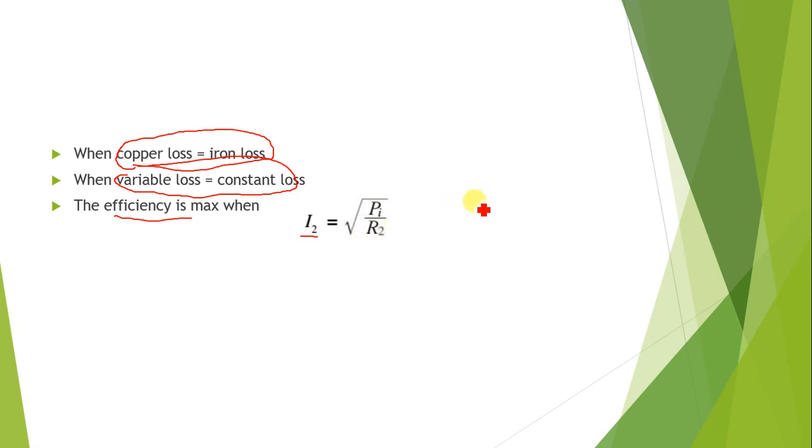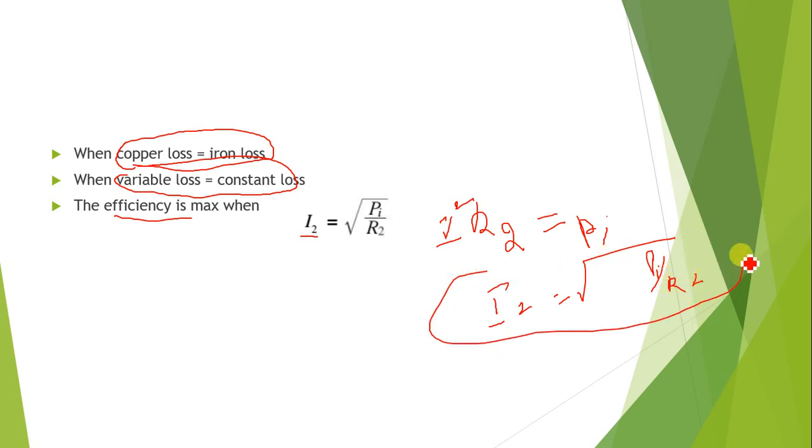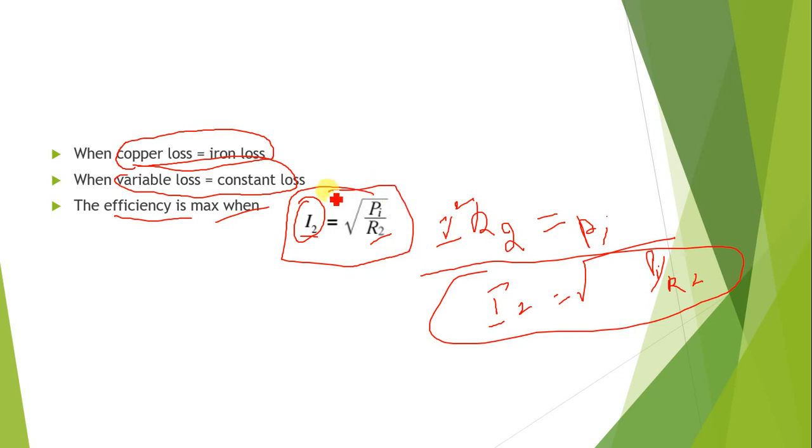So when I2 square R2 is equal to Pi, I2 is equal to the square root of Pi by R2, which will give you maximum efficiency. When the secondary current is equal to the square root of the iron loss divided by the secondary equivalent resistance, you will get the maximum efficiency. This formula you have to remember very clearly.